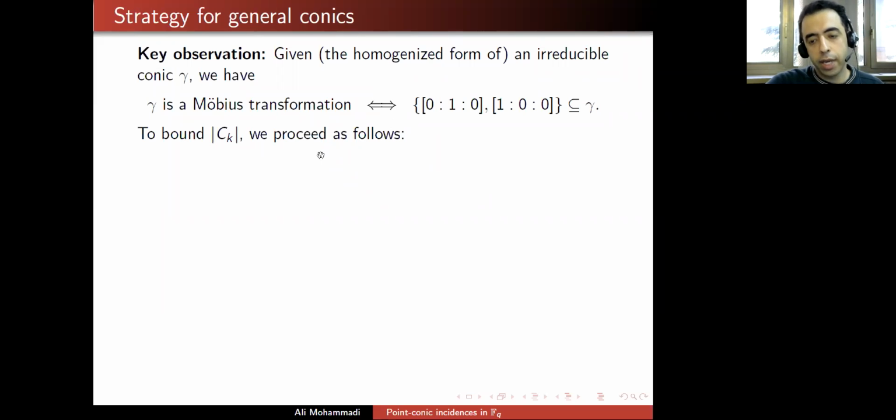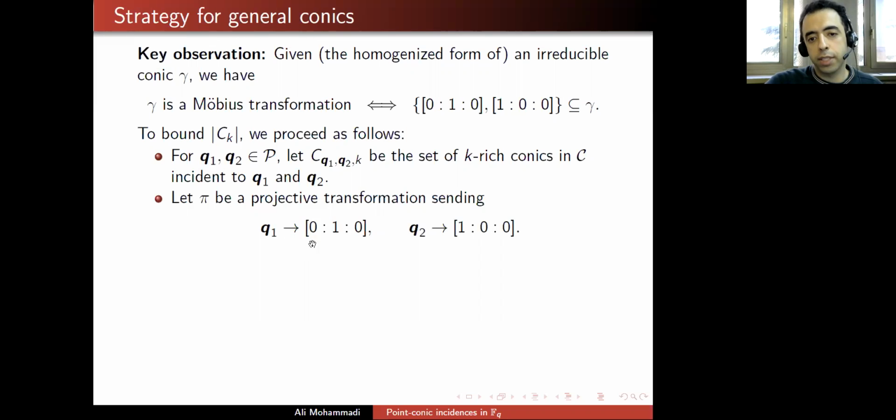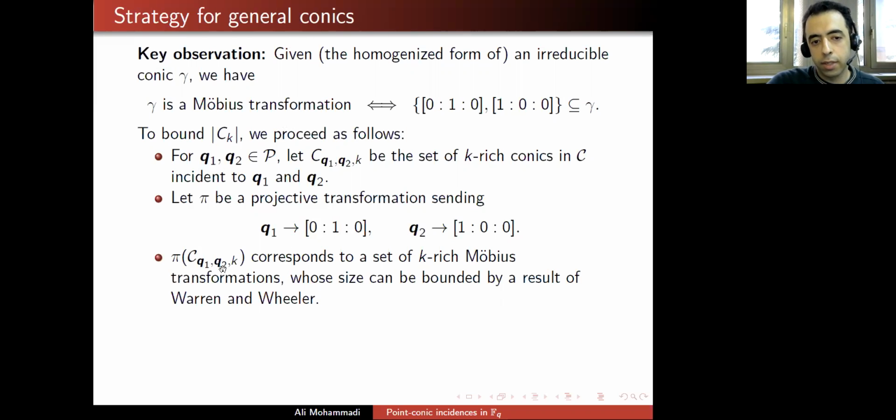So to bound C_K, the number of K-rich conics, like we said, we take 2 points, and we just want to use this key observation. So basically, once you take 2 points from it, you apply a projective transformation that sends Q1 and Q2 to (0,1,0) and (1,0,0). So now you can assume that the image of your conics that go through Q1 and Q2 correspond to Mobius transformations. And there is a bound on the number of K-rich Mobius transformations. It was proved recently by Warren and Wheeler, which is the predecessor of our paper, and Warren being one of our co-authors.